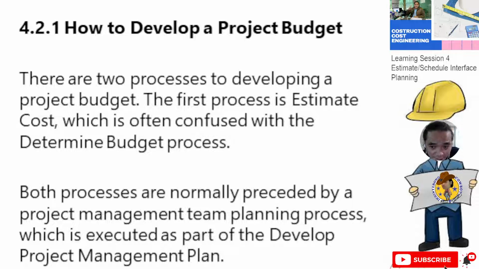The other thing is how to develop a project budget. There are two processes in developing a project budget. The first process is estimate cost, which is often confused with the determine budget process. Both processes are normally preceded by a project management team planning process, which is executed as part of the development of the project management plan.